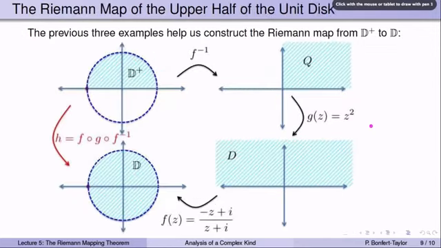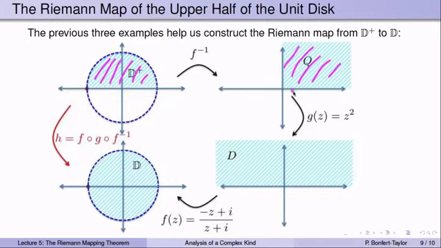Now let's put all this together. Let's start with the upper half of the unit disk. We know that the map F, the restriction of F to the first quadrant, maps the first quadrant conformally onto the upper half of the unit disk. So its inverse, F inverse, maps the upper half of the unit disk to the first quadrant. The map z squared maps the first quadrant conformally onto the upper half plane, D. And the map F itself, restricted now to the upper half plane, maps the upper half plane conformally to the unit disk. If I look at the composition of all these mappings, so first F inverse, then G, then F, then this mapping maps the upper half of the unit disk to the entire unit disk. We have therefore constructed the Riemann mapping from the upper half of the unit disk to the unit disk.